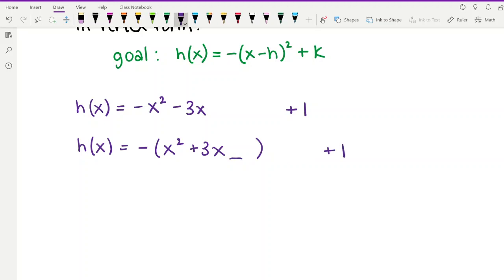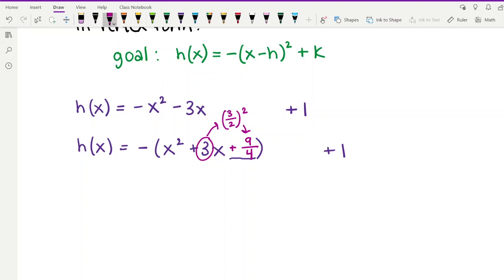Okay, so what number has to go in this blank? Well, this is one of the ones where it's an odd number, so it's kind of hard to just figure out in your head what's going on. Really what you want to do is use that b over 2 squared rule. So if we take 3 over 2 and square it, that is going to give us 9 over 4. So we're going to be adding 9 over 4.